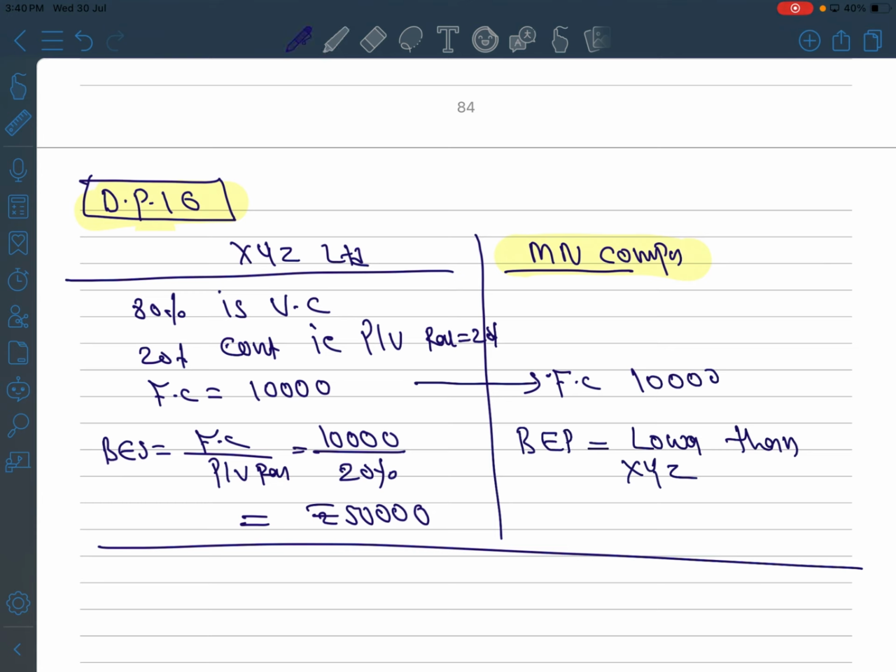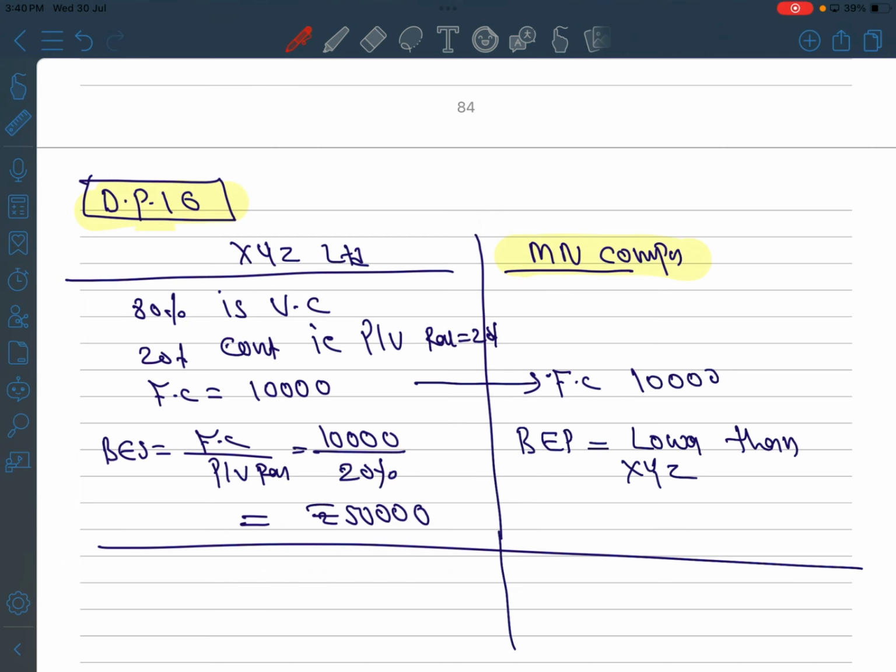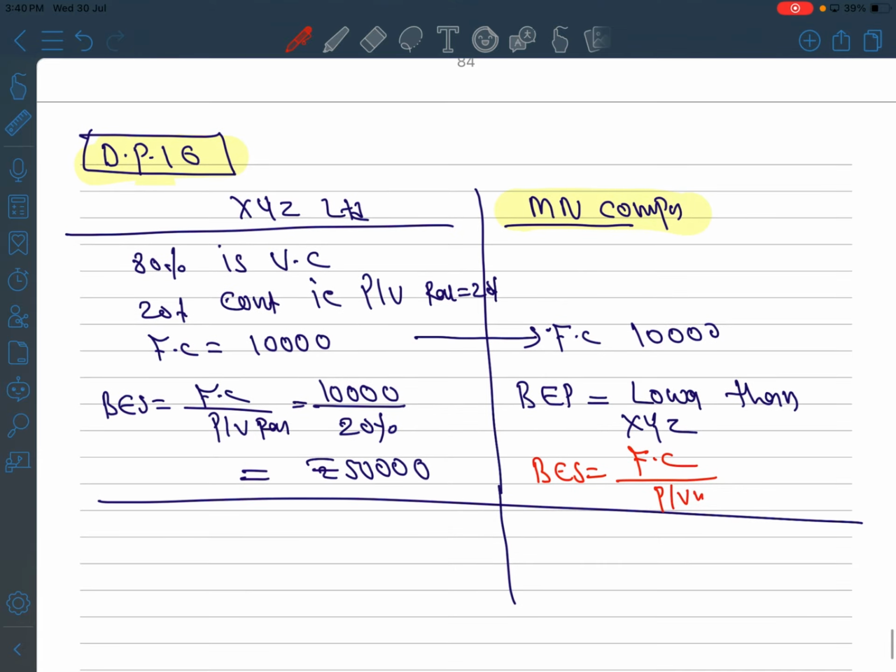You know one thing, I will give some examples. Actually, what did they give? We know break-even sales is equal to fixed cost divided by PV ratio. But the PV ratio of this particular MN Company, they didn't give that. It's absent in this question. So I imagine some amount of PV ratio. Example, here it is 20%, I will give 30%. This is a PV ratio higher than XYZ.